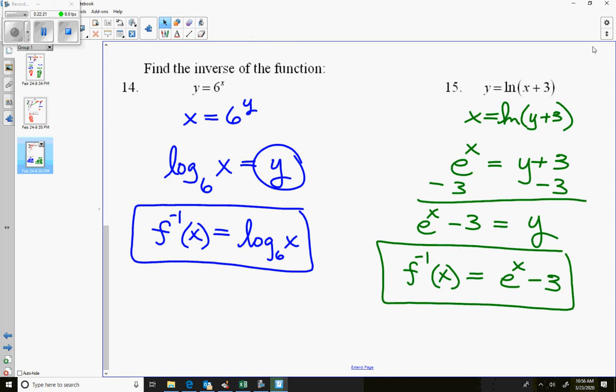And that is your intro lesson into logarithms. Okay, a lot of stuff on this lesson though.